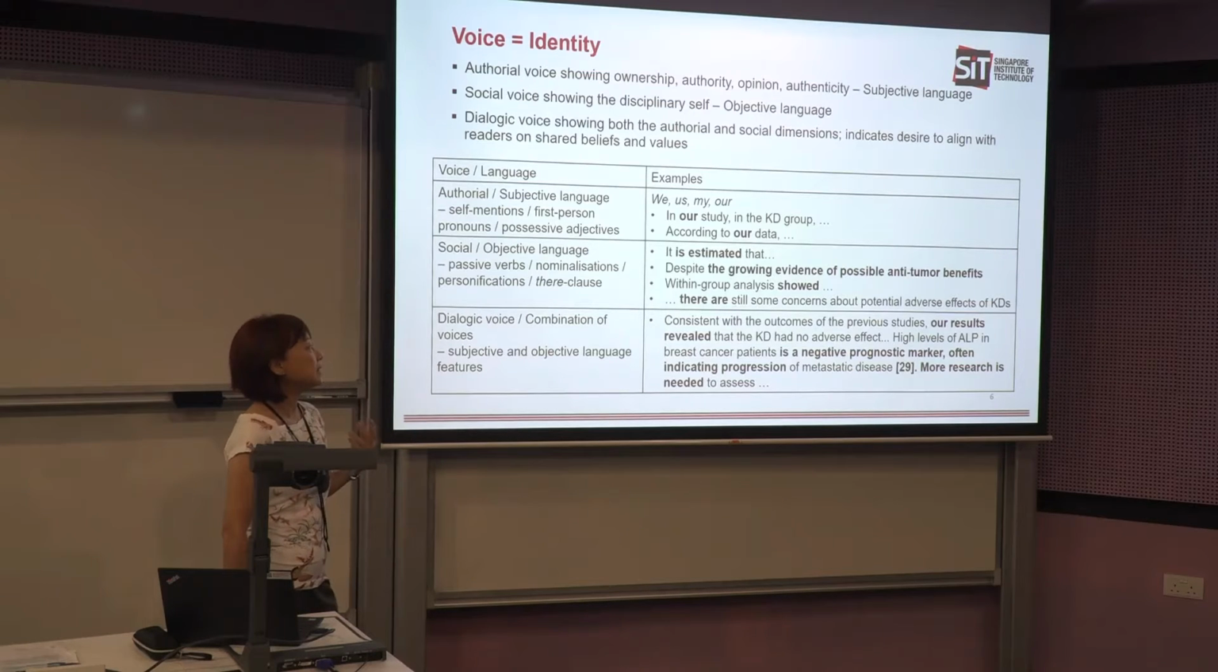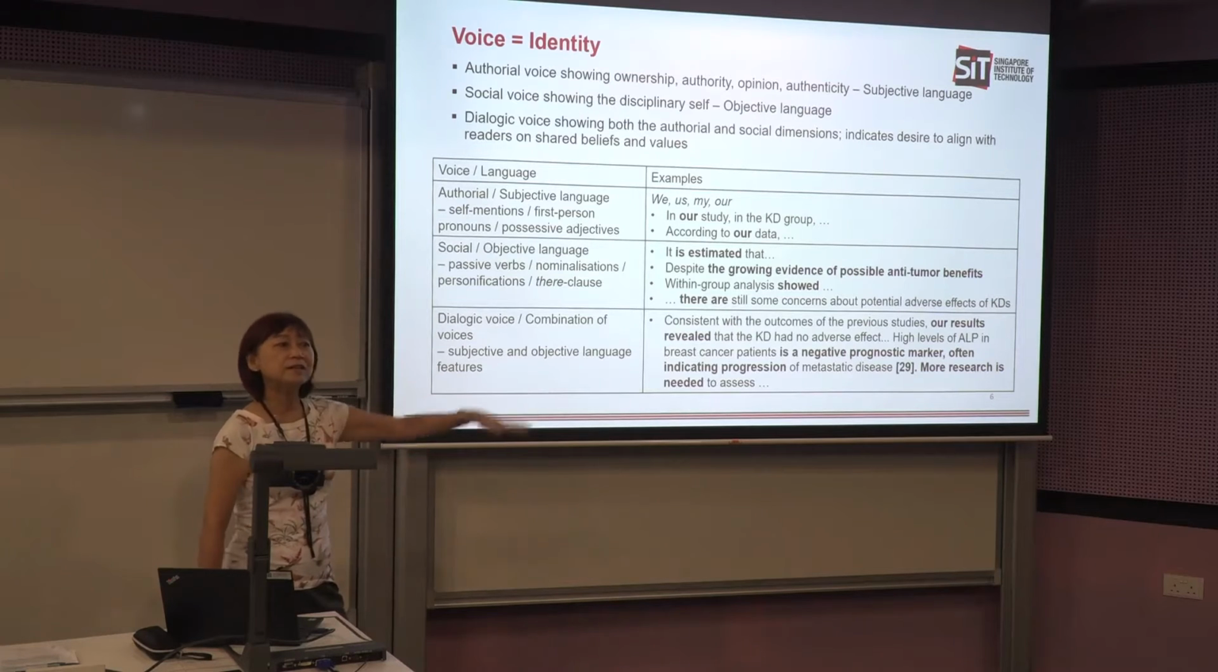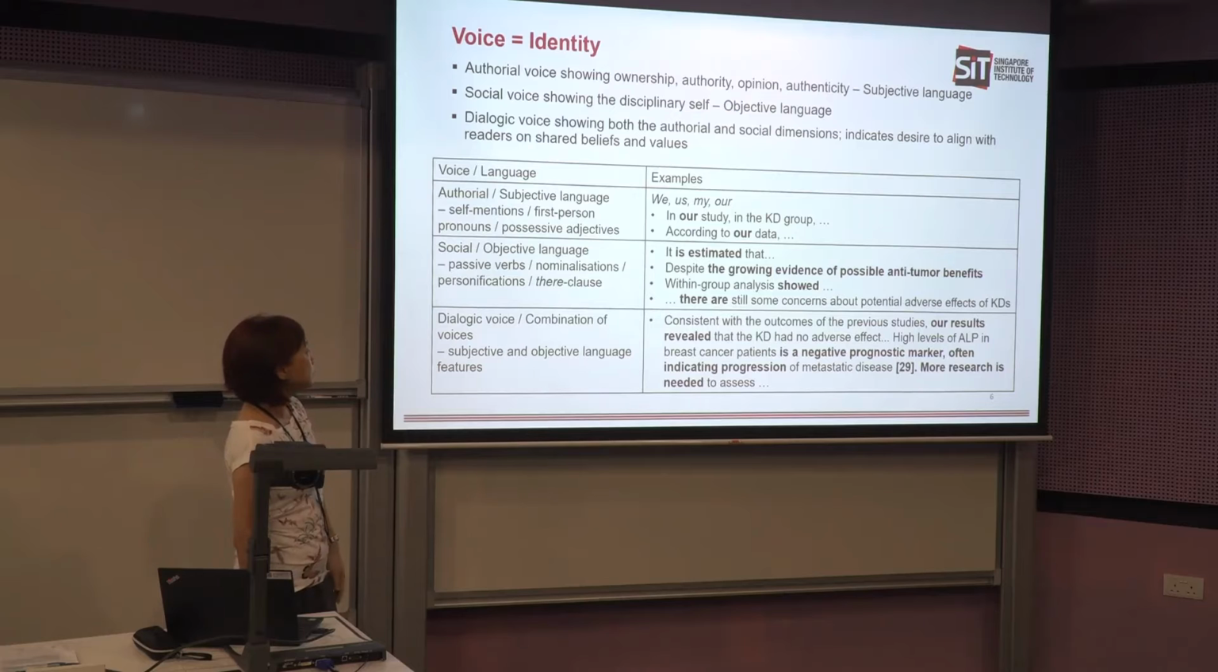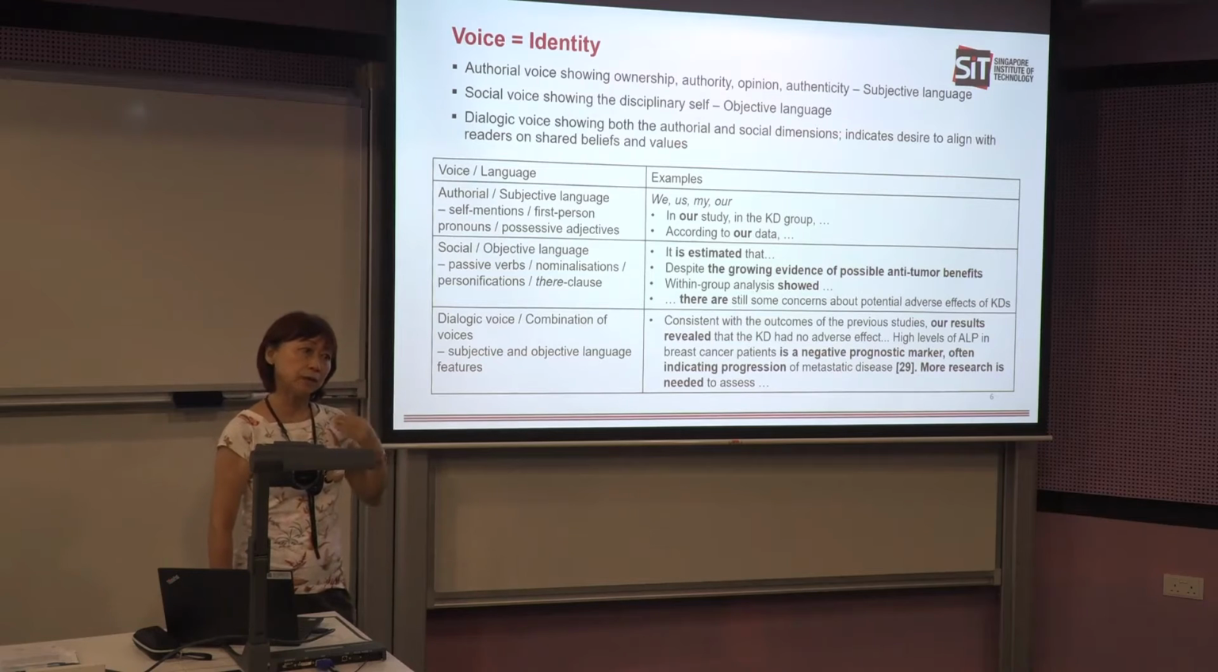Okay? And then lastly, there are still some concerns. There are. So it's not just us saying it, but out there are the concerns. So it shows again, me as a member of this community. And then lastly, the dialogic voice, where you have a combination of voices. So the example I picked from Kudabachi is this: consistent with the outcomes of previous studies, our results revealed, so this is the authorial, the individual voice, right?